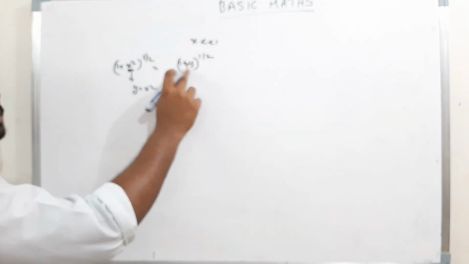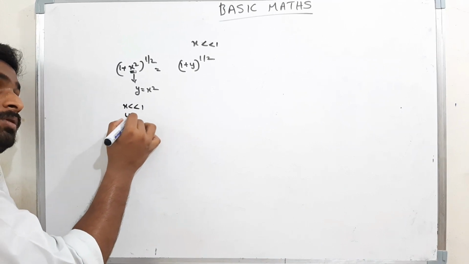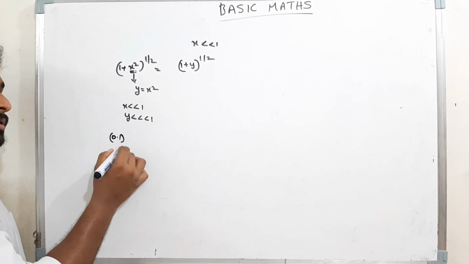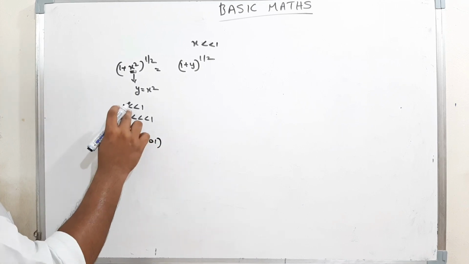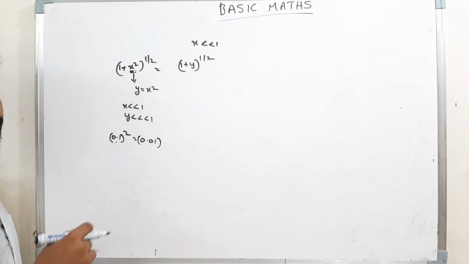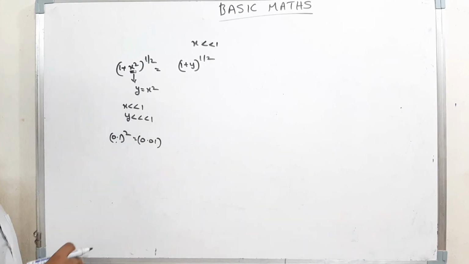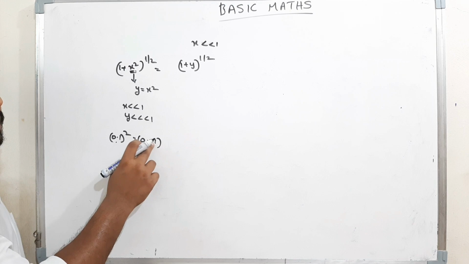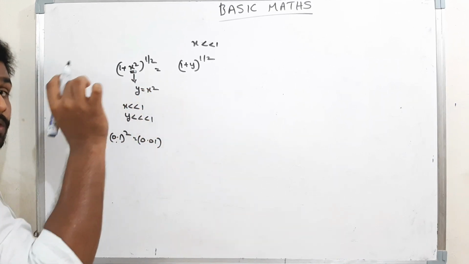Now if x is a small value, then y has to be very small. Why? 0.1 is a small value. If I square it, I will get 0.01. That means if the value is less than 1 and I keep going on doing the powers, then the value will become smaller. Therefore 0.1 whole square is nothing but 0.01, which is less than x. Therefore y is also a small value.